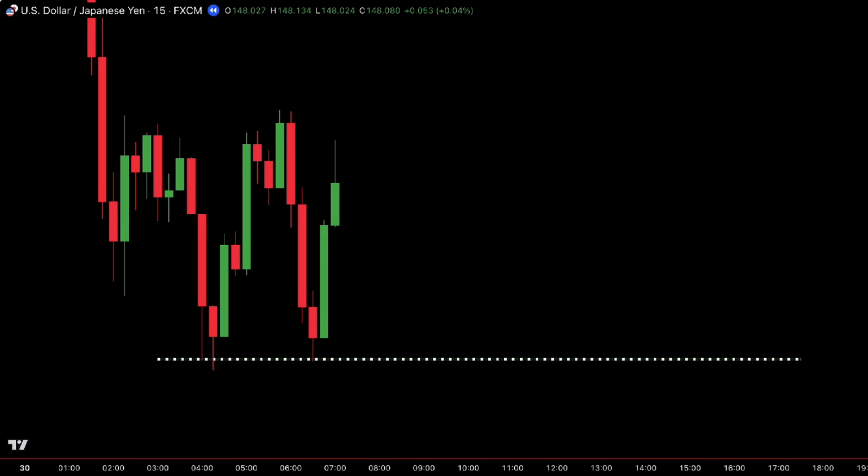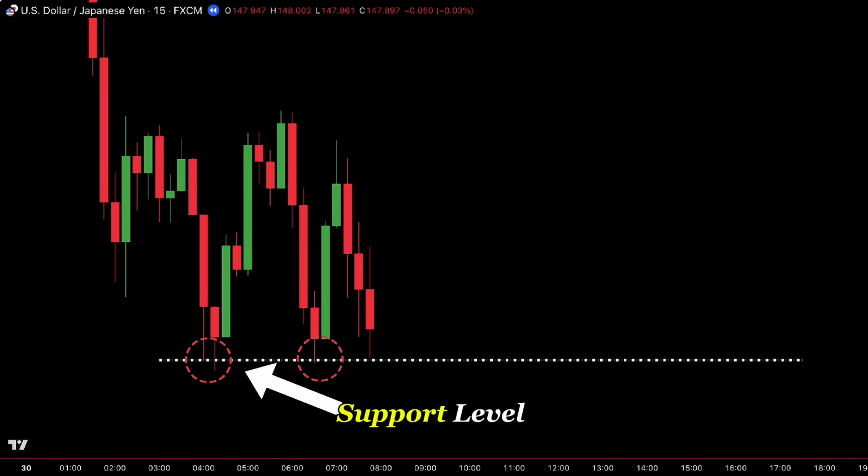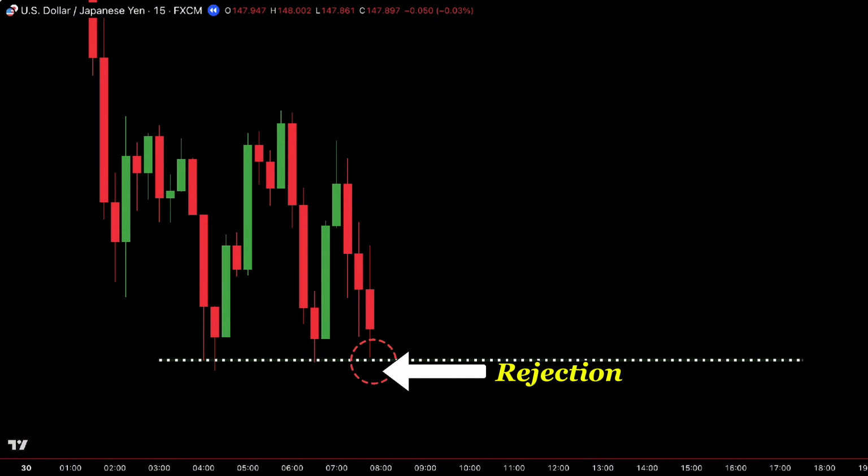You identify a key support level. Price hits the level and reverses. It pulls back, comes back again, and reverses again, so the level is clearly respected. Now price approaches the level one more time. A rejection candle appears at the level. At this point, you do nothing. You simply wait and observe what institutions are doing.